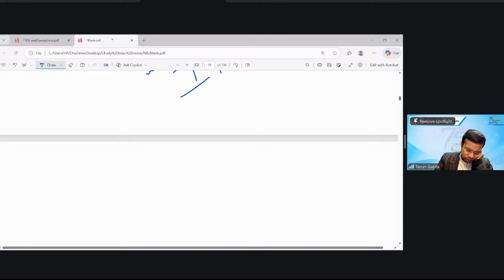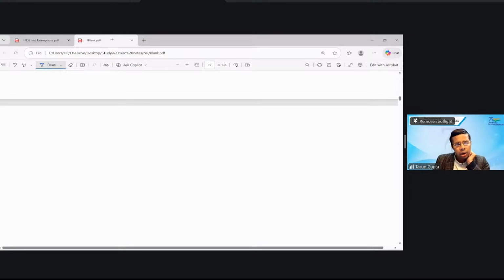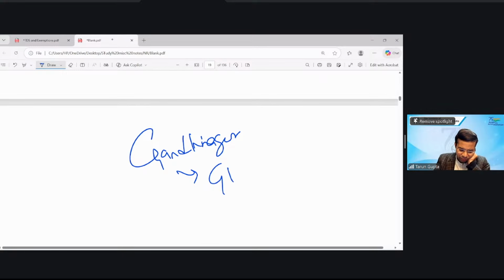So there is only one IFSC till now in India. It's in Gandhinagar in Gujarat. This IFSC is known as Gift City.